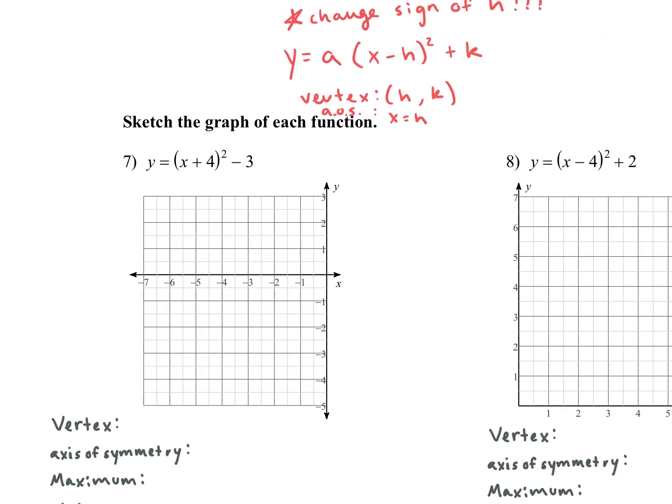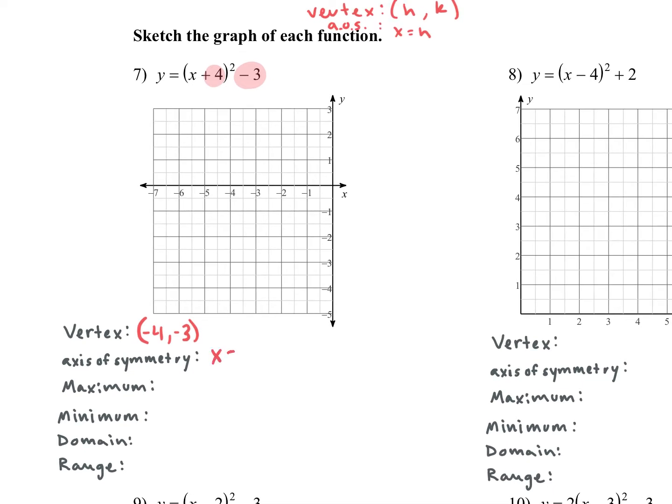So for number 7, our vertex. It's what we're adding inside and what we're adding outside. So what's our vertex? -4, comma, -3. Perfect. What's our axis of symmetry? Awesome. X equals -4. It always repeats your first number. So let's graph those two things first. We go to the left 4 and down to -3. So that would be our first point. And our axis of symmetry is just the dotted line right through it.